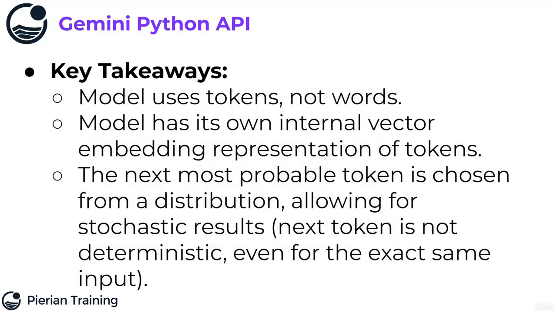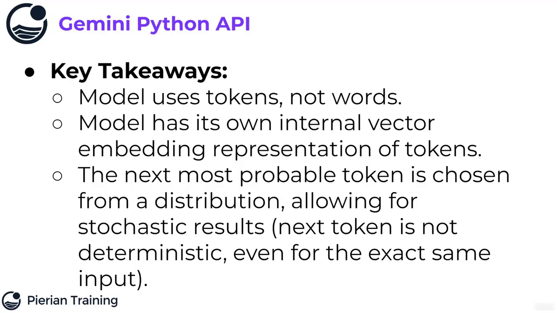So what are the key takeaways that you should know? You should understand that the model internally is using tokens and not words. And the model has its own internal vector representation of these tokens, known as a vector embedding. And that the next most probable token is chosen from a distribution. That allows for what is known as stochastic results. That is to say, the next token is not guaranteed to 100% always be the same. In other words, it is not a deterministic process.